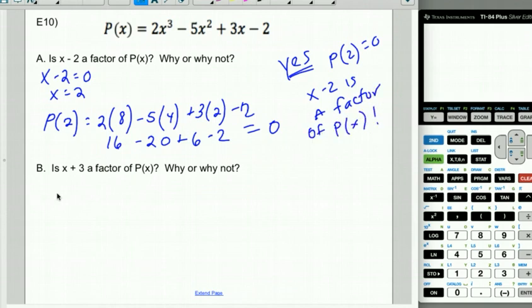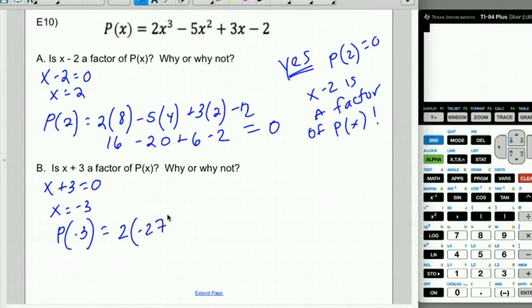All right, let's try the same with x plus 3. So if x plus 3 is a factor, then x equals negative 3 should be a root or a 0. So let's try p of negative 3. When I plug that in, I get 2 times negative 27 minus 5 times 9 plus 3 times negative 3 minus 2. So right away, I can tell you this is not 0. I'm not going to bother to add this all together.